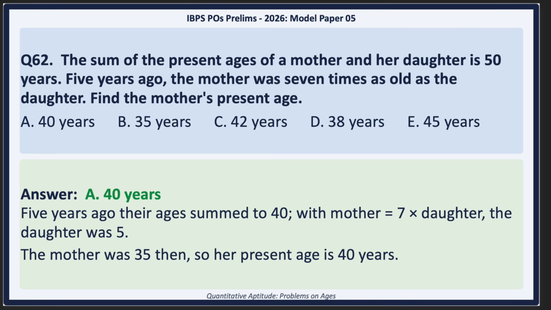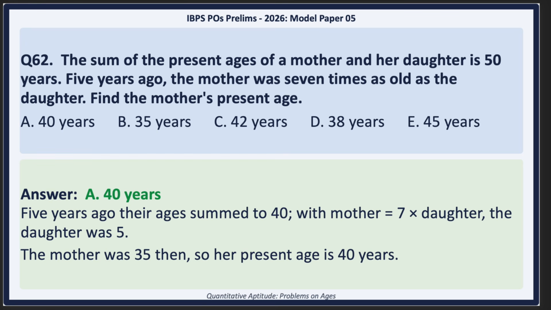Question 62 is a classic age problem. Mother and daughter total 50 years now. 5 years ago, the mother was 7 times as old. How do we crack this without a massive algebraic mess? By shifting the timeline. If they total 50 today, what did they total 5 years ago? Well, they both get 5 years younger, so you subtract 10, they totaled 40.